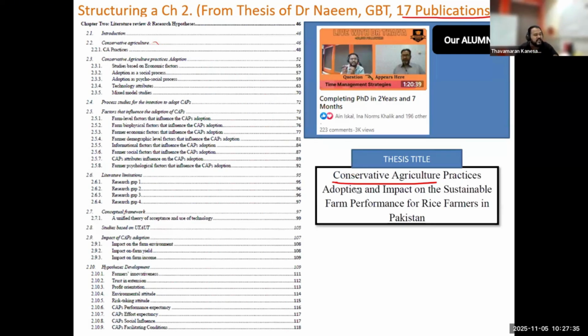So first thing is conservative agriculture. All right. So this particular topic is covered in 2.2. Then it introduced conservative agriculture practices adoption, which covers this segment. So this is covered first, this is covered next. Then process studies for intention to adopt, which is also related to the adoption. So this is also connected here eventually. So 1, 2, sorry, 2, this is also 2, still adoption.